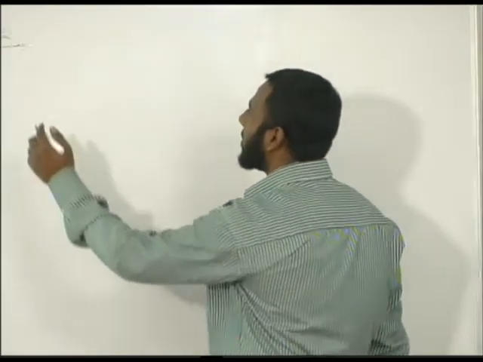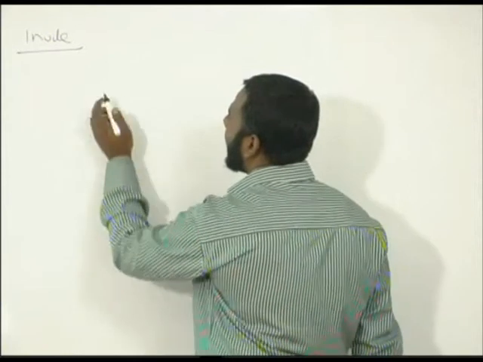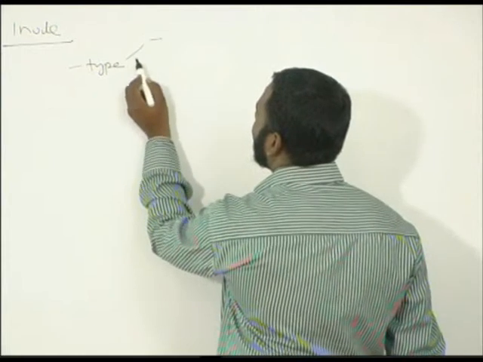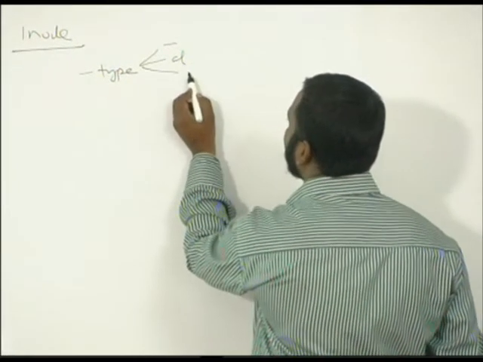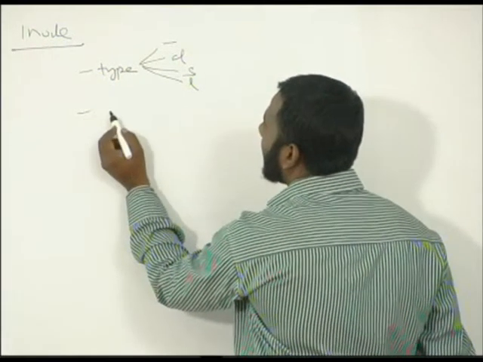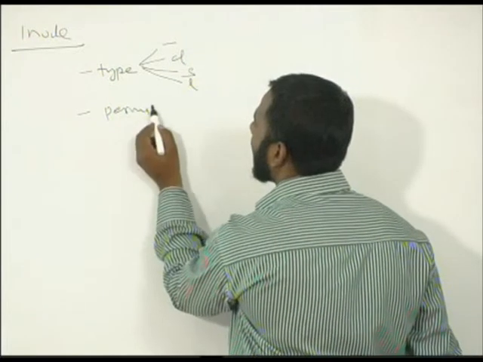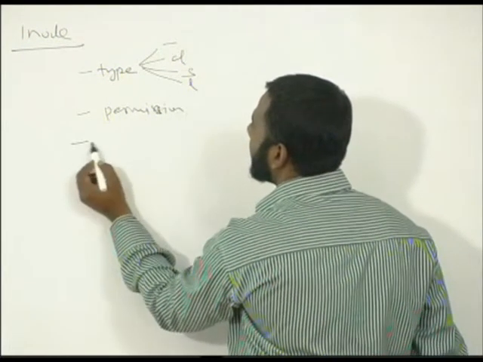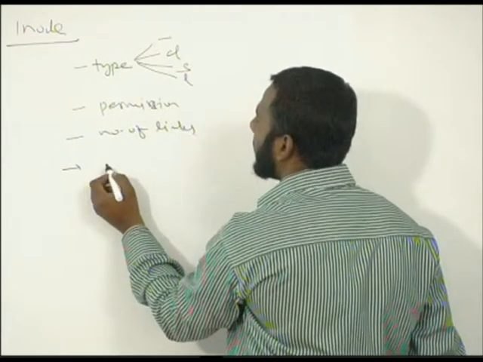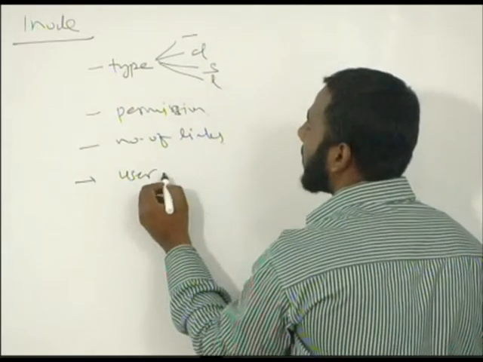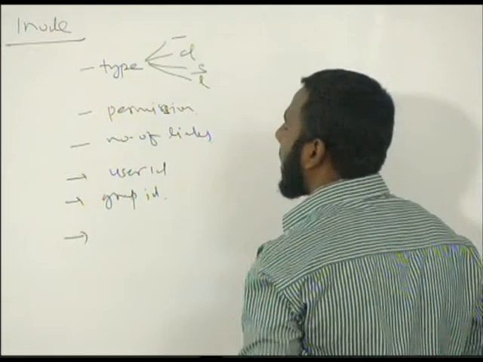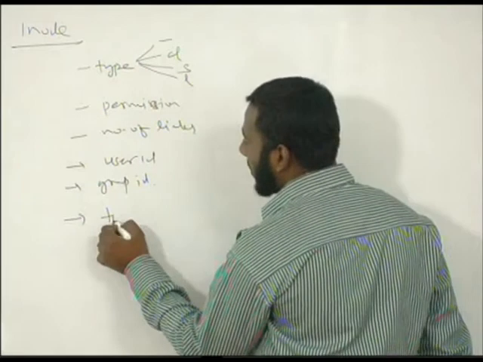It generally contains all the attributes of a file, for example what type of file it is. The type of a file can be an ordinary file, a directory file, a device file, a special file, or link files. It also contains permissions, the number of links, user ID, group ID, and information about timestamps.